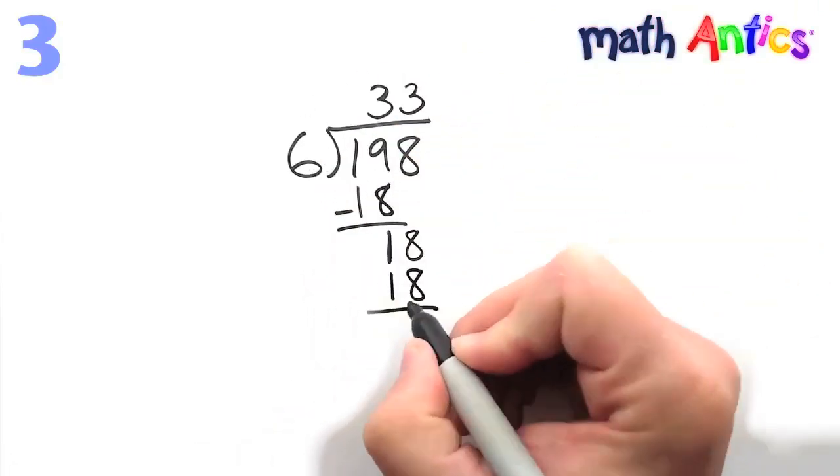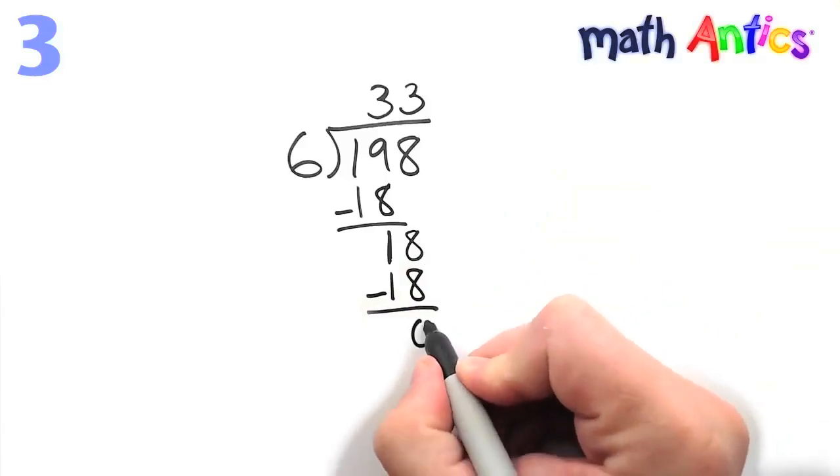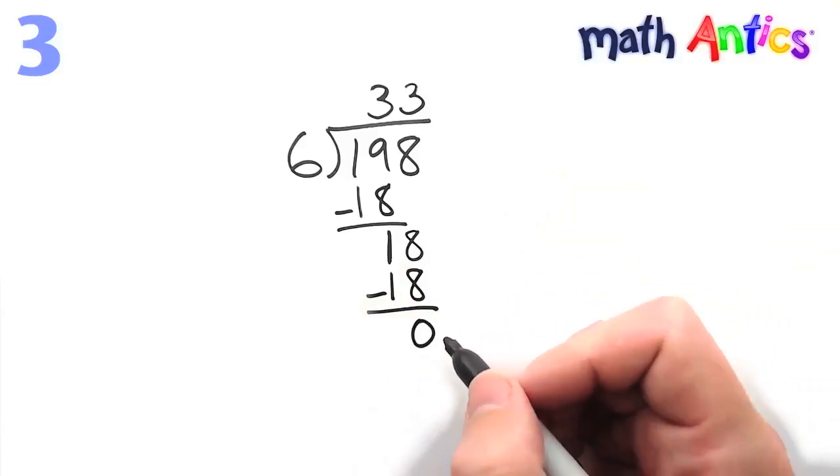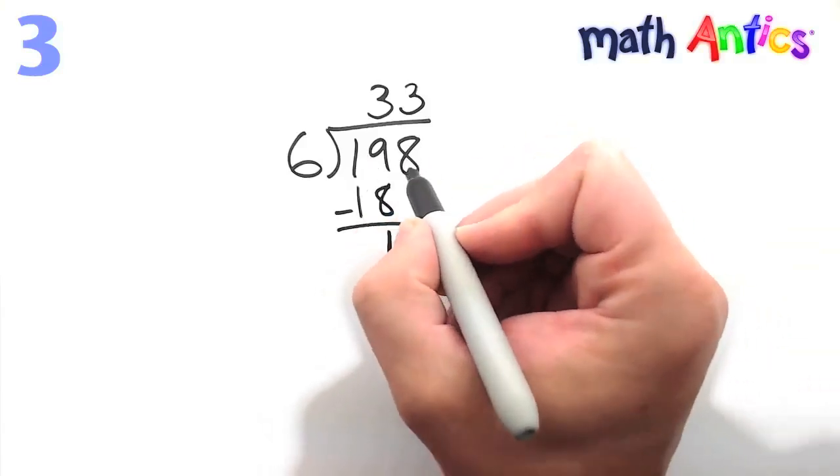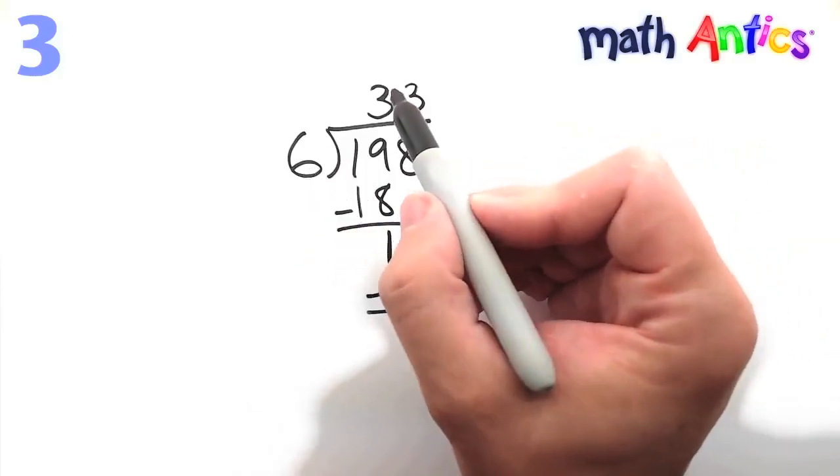We put that under there to subtract. 18 minus 18 equals 0. So we have no remainder. And we see that 198 divided by 6 equals 33.